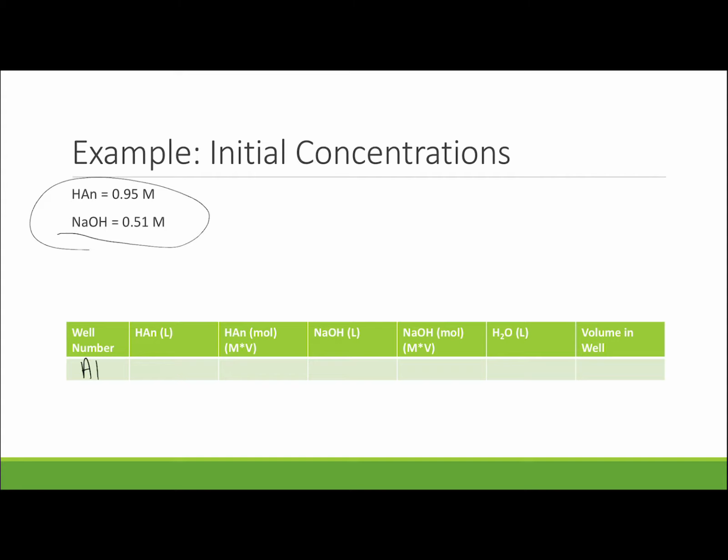Well A1 had a pH equal to 4.66. It had an HA volume equal to 0.70 milliliters, a sodium hydroxide volume of 0.80 milliliters, and a water volume of 0.5.